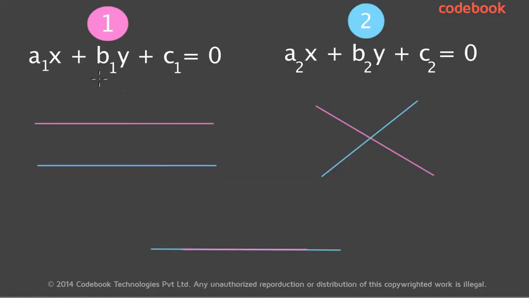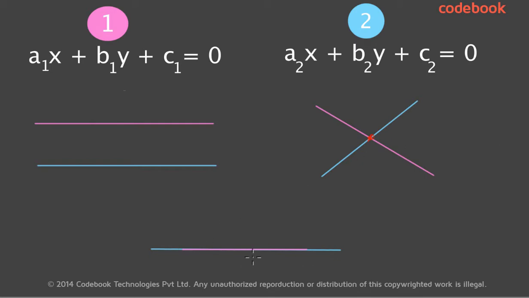So typically, let's assume the general equation, which is a1x plus b1y plus c1 equal to 0. Let that be the first equation. Then a2x plus b2y plus c2 equal to 0 be the second equation. So there are three possibilities in which these two lines can look on a graph. Either these two will be parallel lines, like as you see here, or they will be intersecting lines, and two straight lines can intersect only at one point.